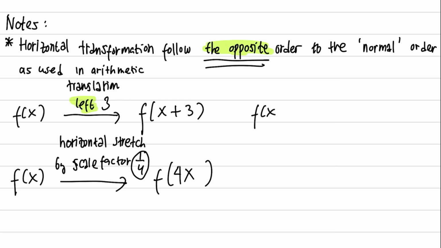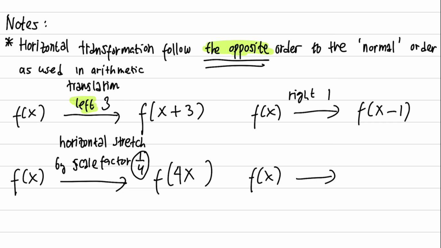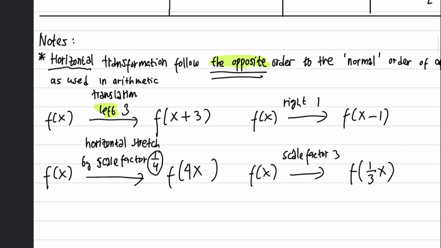If you move to the right by 1, that means it becomes x minus 1, opposite. If the scale factor is 3, it means that we multiply our x not by 3 but by 1 over 3. So it's always opposite if it is a horizontal transformation, but vertical transformation follows the same order as the normal order as used in arithmetic.